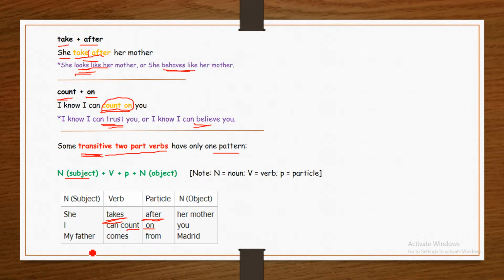My father comes from. It is a two-part verb. Transitive two-part verbs take an object. It is a phrasal verb, a verb and a particle, a verb and a preposition. My father comes from Madrid.